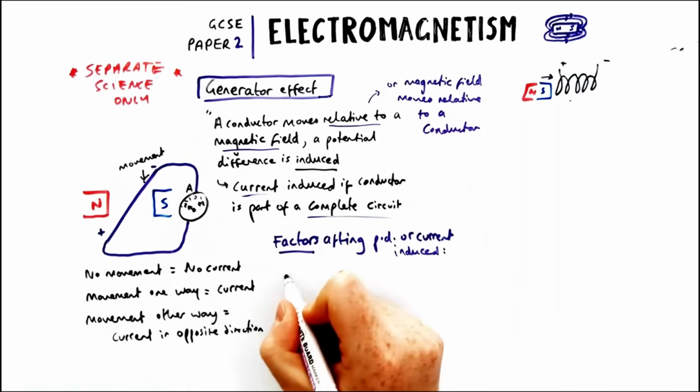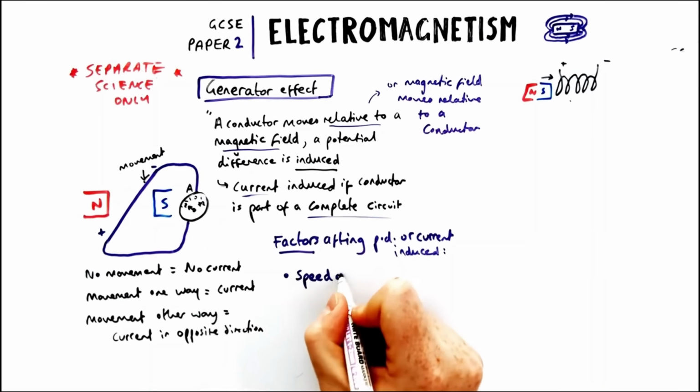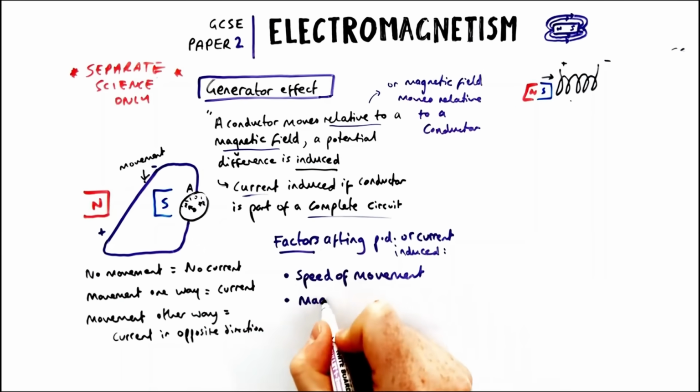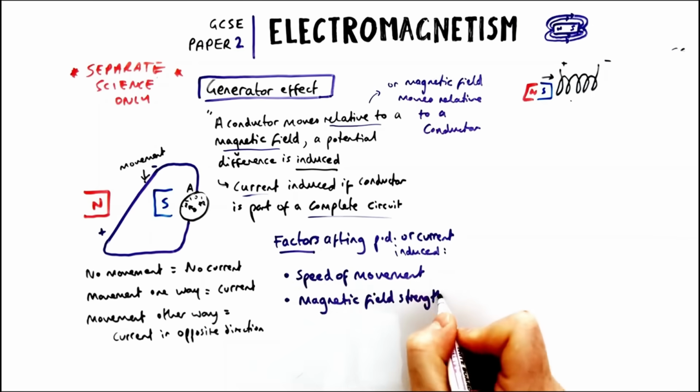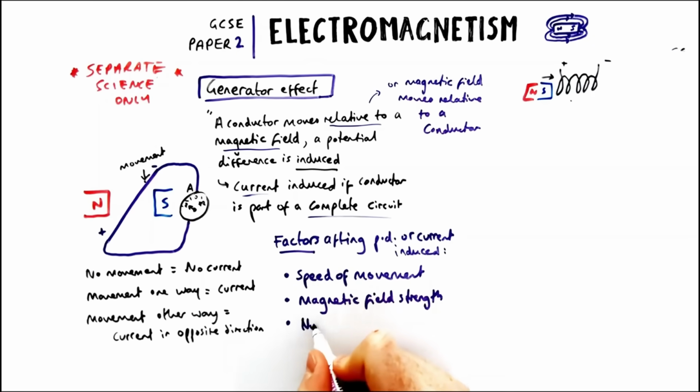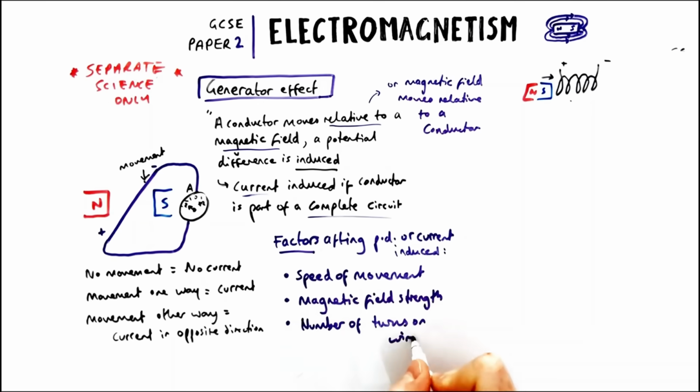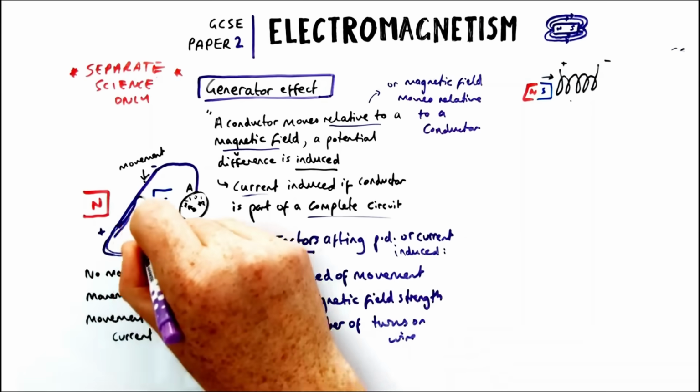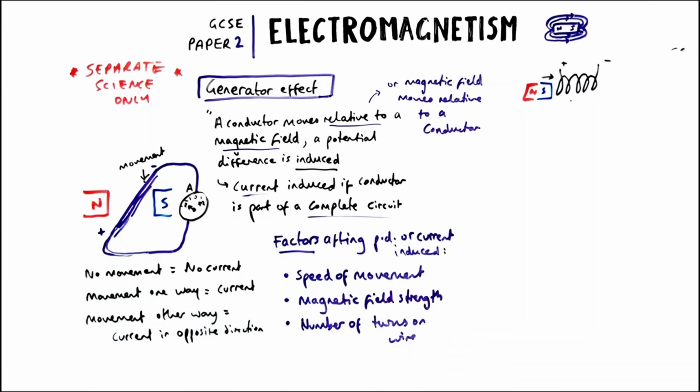Factors affecting the potential difference or the current induced would be the speed of the movement, so if you move it faster, you'll get a higher current or PD, the magnetic field strength, the strength of the magnets, or the number of turns on the wire, which we'll come on to later. If I've got a coil of wire, more turns means a higher potential difference induced.